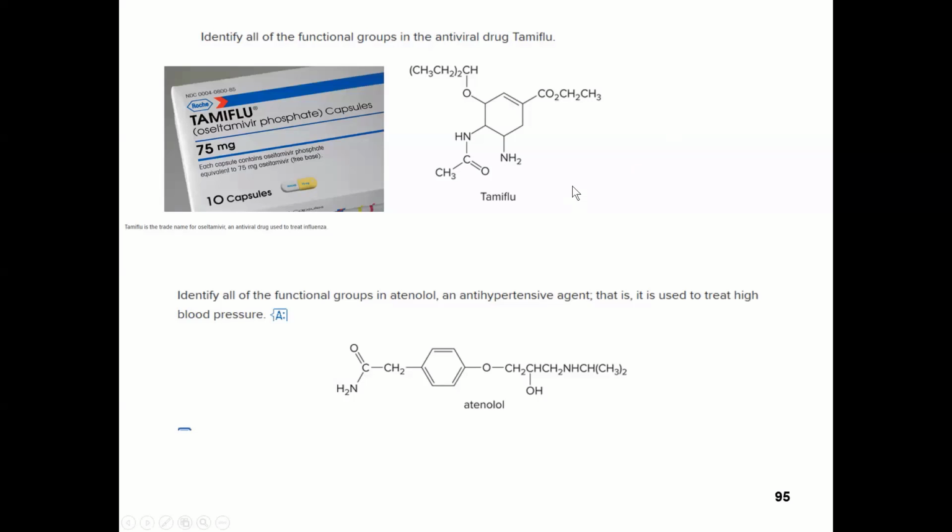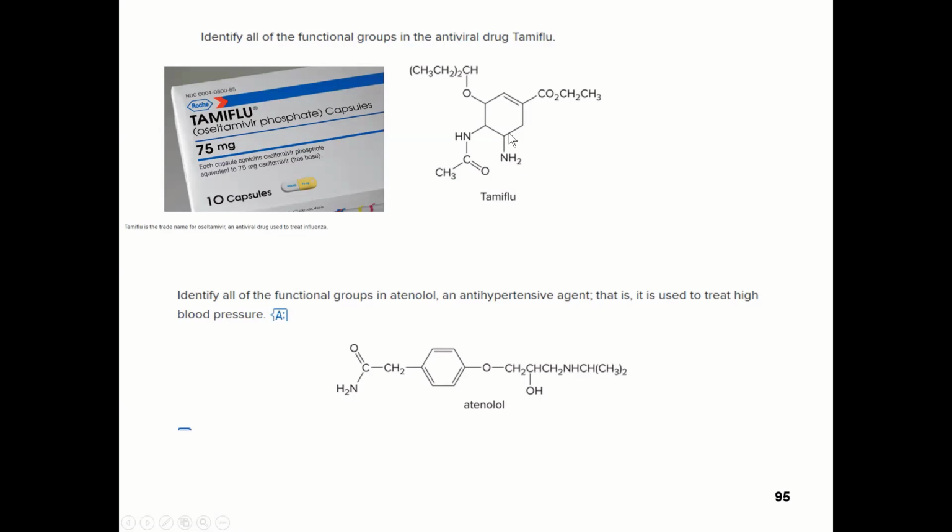Okay, so let's do an example, a little bit more complicated organic compounds. We're going to do two examples. One of them is a drug, an antiviral drug called Tamiflu, which is used to treat influenza. And here's the condensed structural formula for Tamiflu. And then the other example we have is atenolol, an antihypertensive agent used to treat high blood pressure.